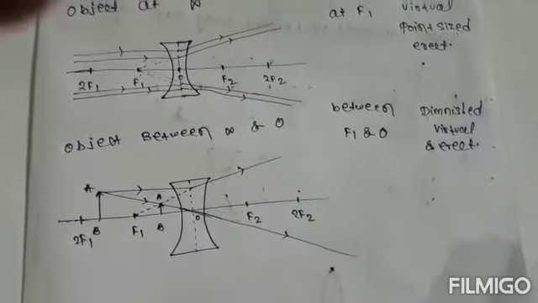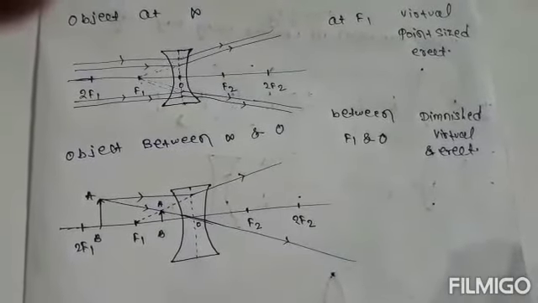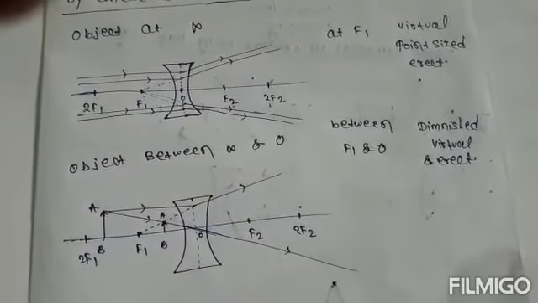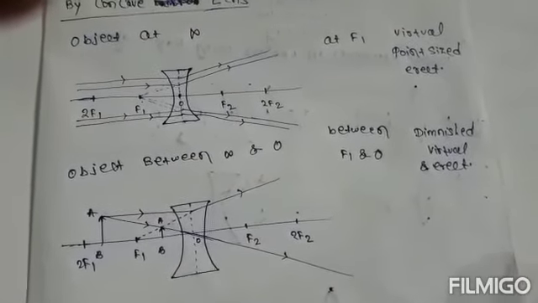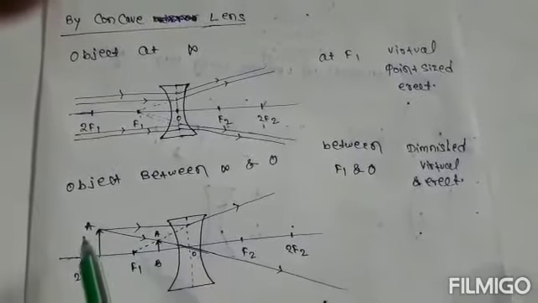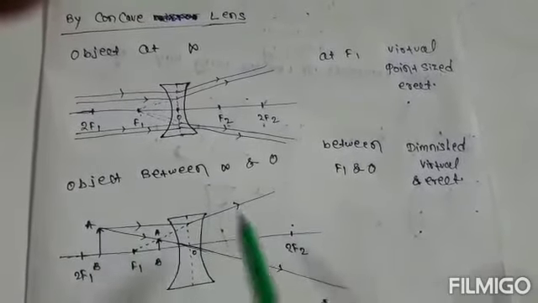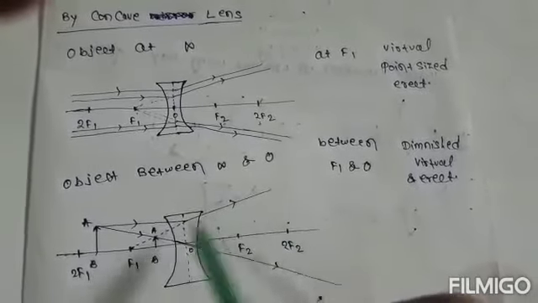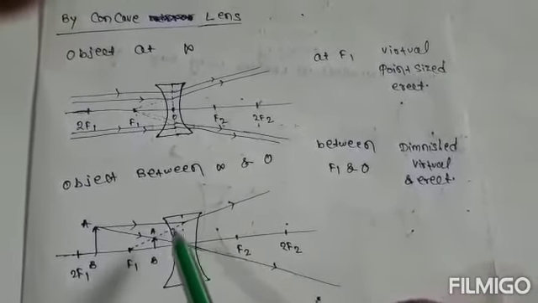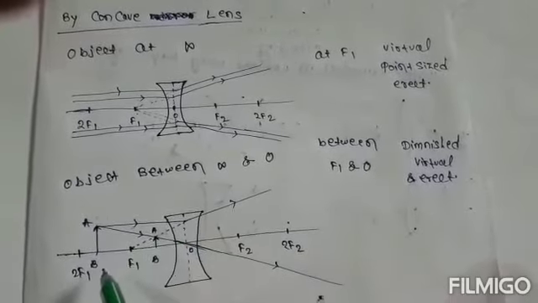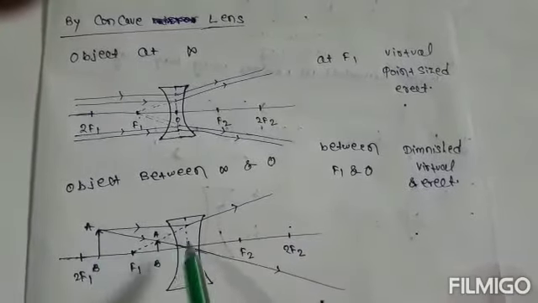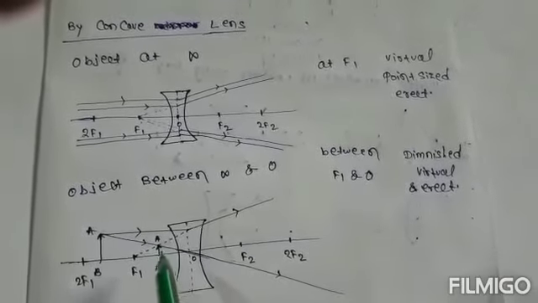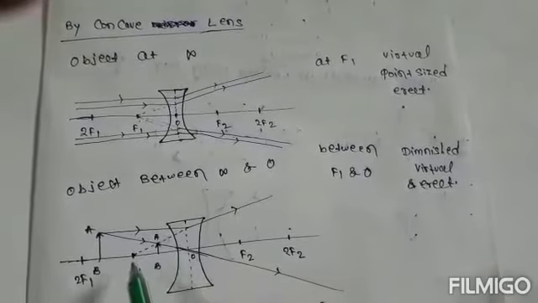In the second case, let us place the object at any point between infinity and the optical center O. Here I place the object. Let us consider two rays. One ray is parallel to the principal axis, and after refraction it diverges like this. If we extend the refracted ray backward, it passes through the focus F1, and let us consider another ray that passes through the optical center.